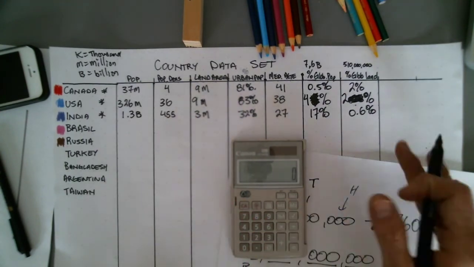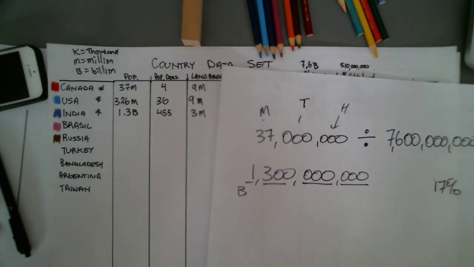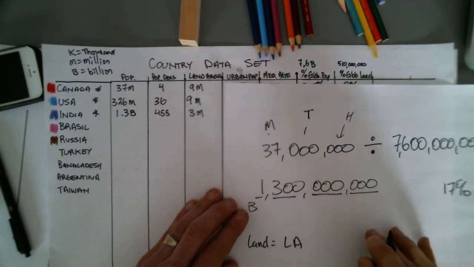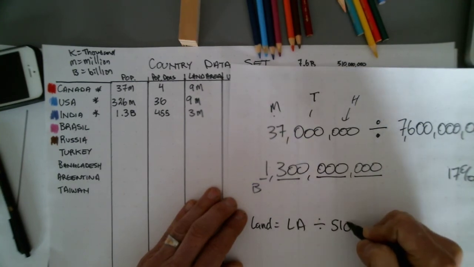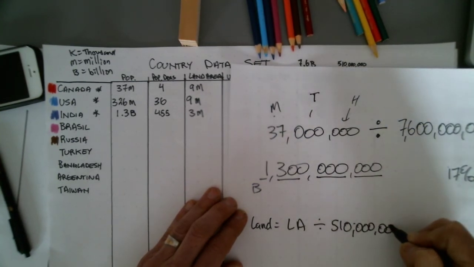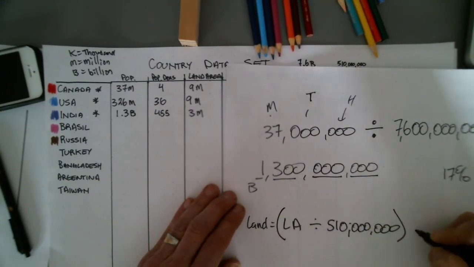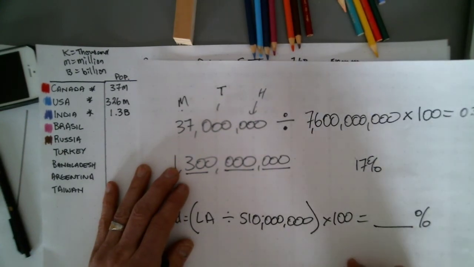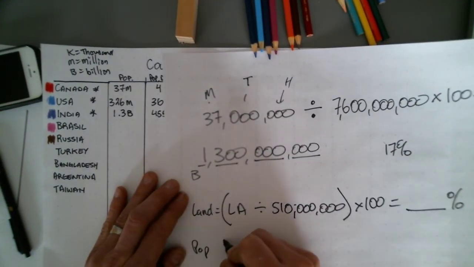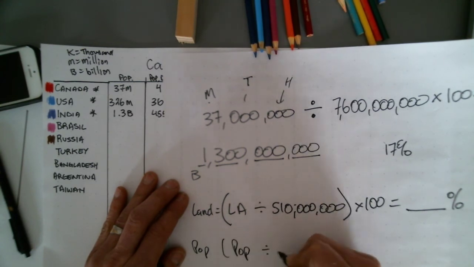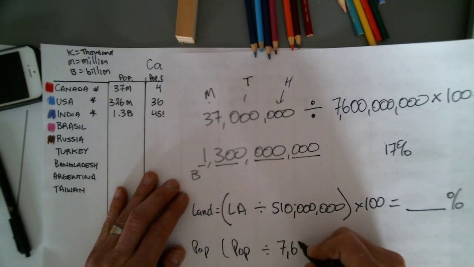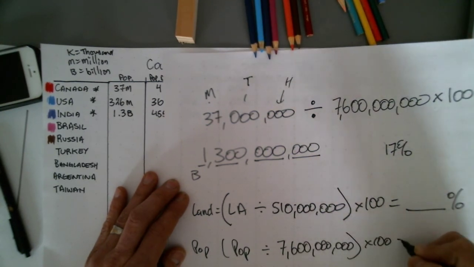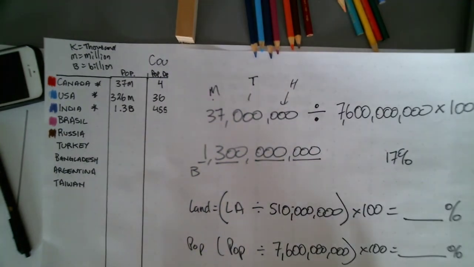Okay, so that's the general formulas. I'll write them down here. So land, you take their land area, divide by the land area of the Earth, then we times that by 100, will give us the percentage. Okay, population, same deal, guys. Take the country's population divided by 7 billion, 600 million times 100 will give you their percentage of the world population.